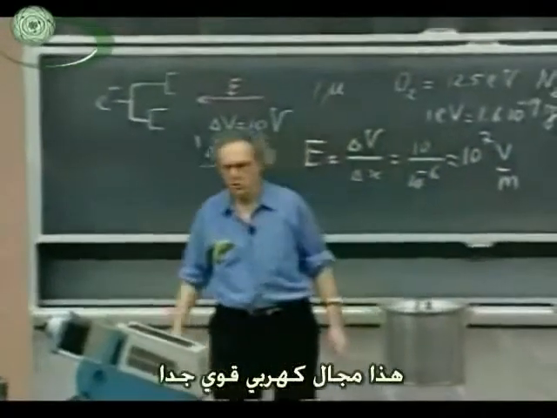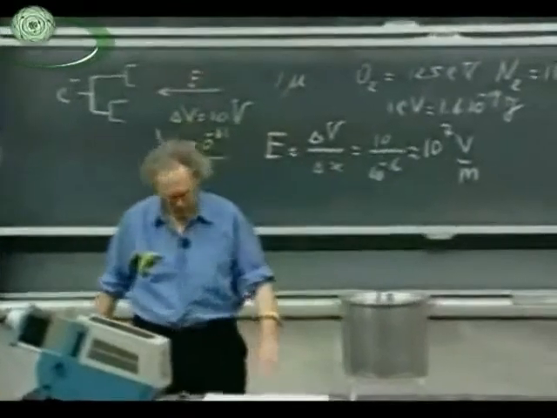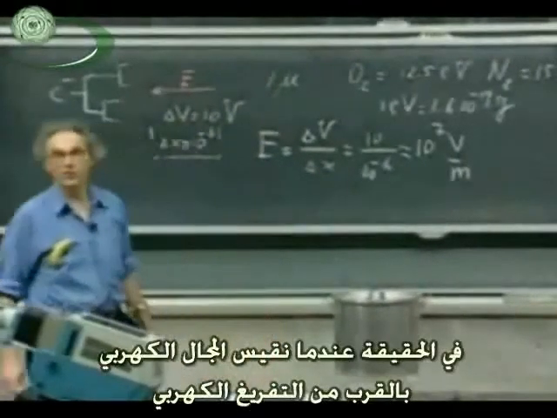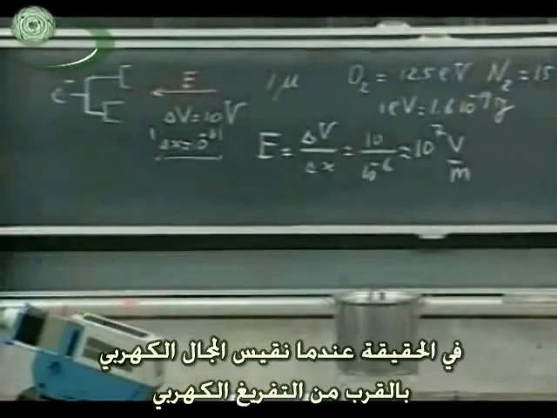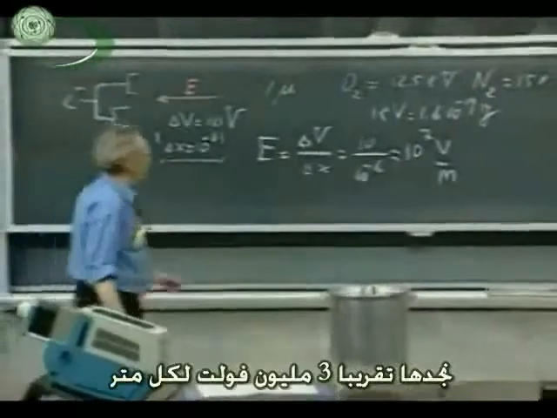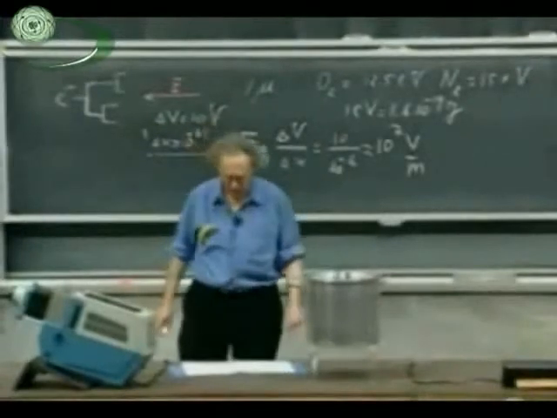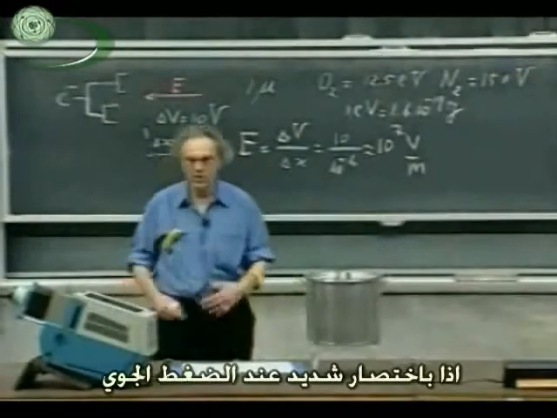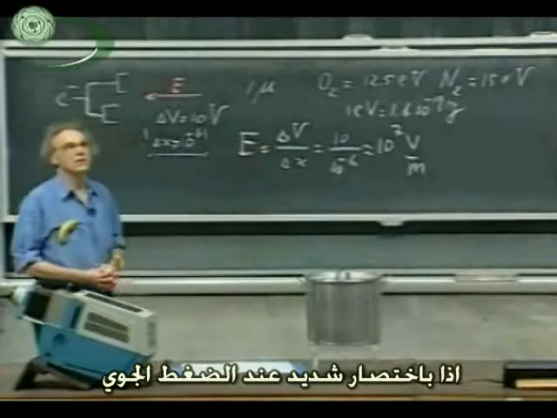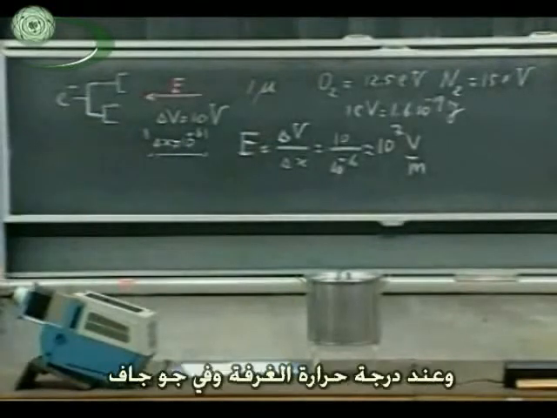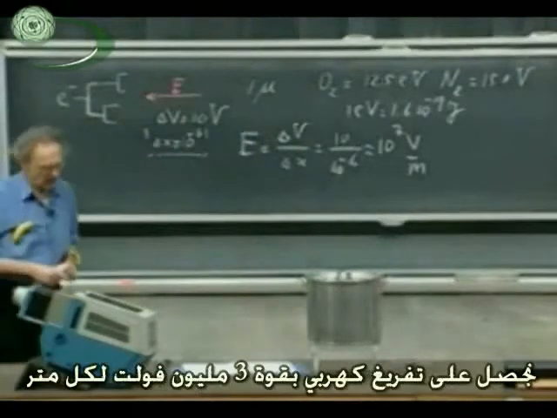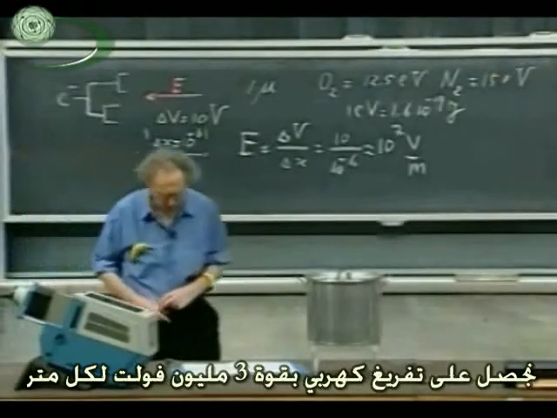That's a very strong electric field. In reality, when we measure the electric fields near breakdown, it is more like 3 million volts per meter. But it's still very close. This was only a back-of-the-envelope calculation. So very roughly at 1 atmosphere air, room temperature, when the air is dry, we get electric breakdown at about 3 million volts per meter.